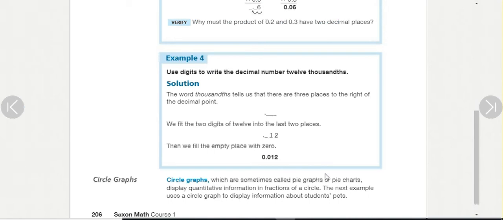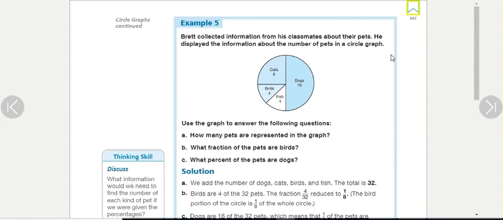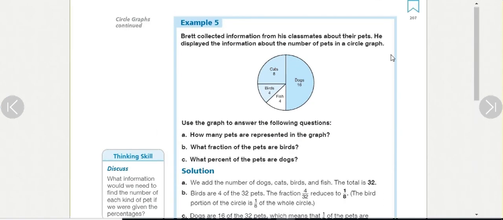Circle graphs, sometimes called pie graphs or even pie charts, display data like the fractions we've learned with the pizza fractions, but in a circle. A nice visual way to see percentages especially. The next example uses one to talk about student pets. Brett collected information from his classmates about all their favorite pets and what they owned. 16 had dogs, 8 had cats, 4 birds, 4 fish.